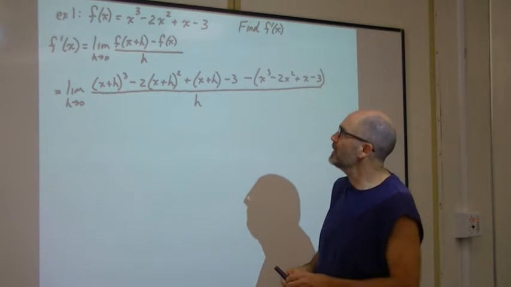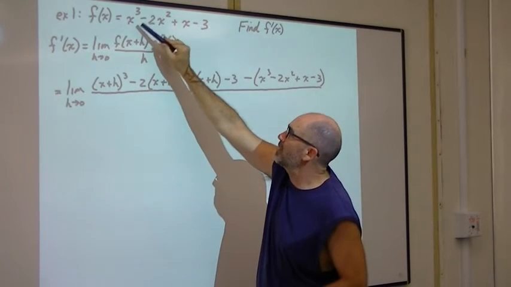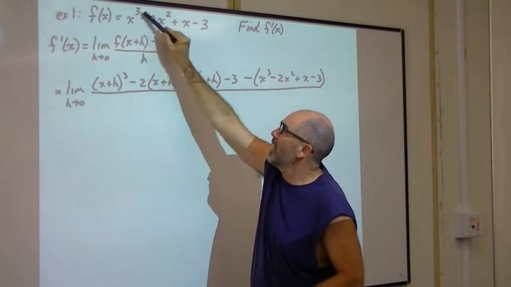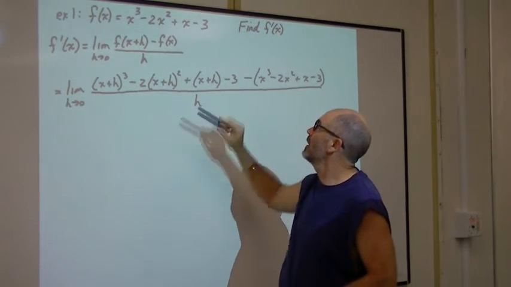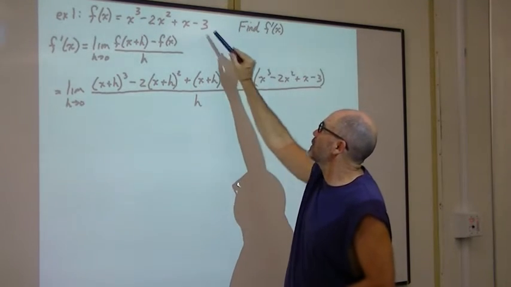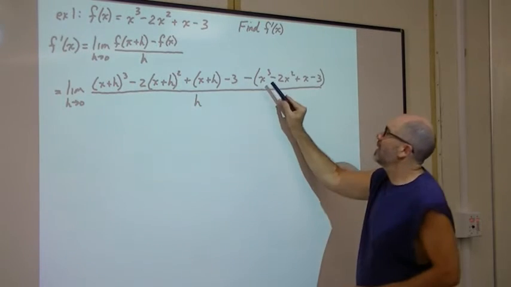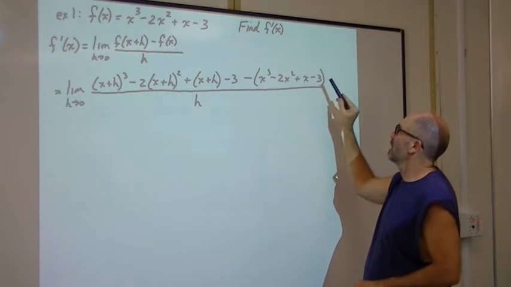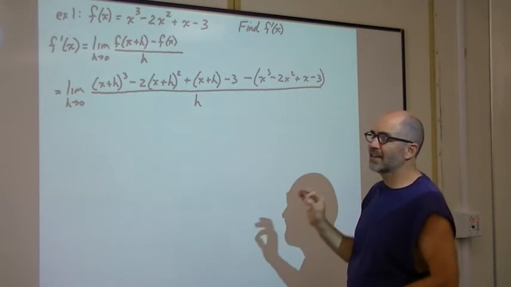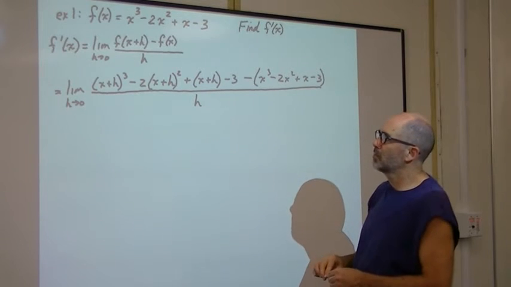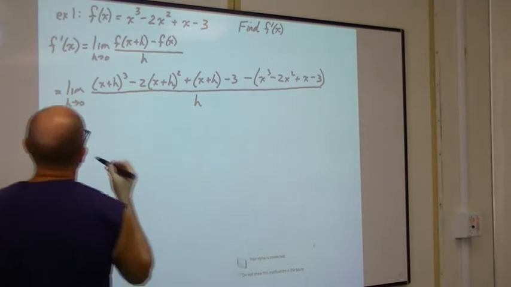Okay, so it's f of x plus h. Well, that means I have to take the function and put x plus h in for x. So there's my x cubed, x plus h cubed, minus 2x squared, minus 2 times x plus h squared, plus x plus h, minus 3. Now, minus the f of x, so minus x cubed minus 2x squared plus x minus 3, all divided by h. Remember, we're writing the limit statement before every single step until we actually evaluate the limit. Okay, so next step.